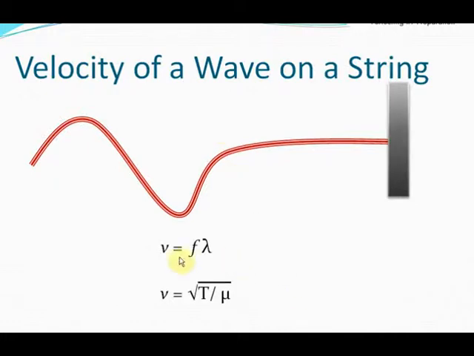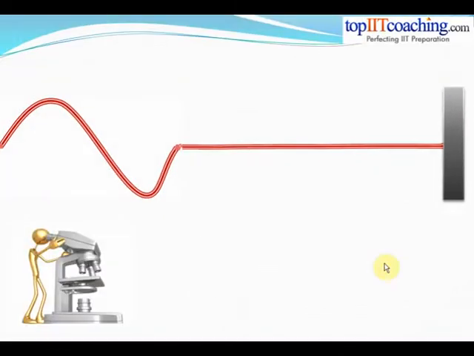But where does this formula come from? V equal to root T divided by mu. Can we derive this ourselves? Let's try. So let's calculate the velocity of a transverse wave in a string. But we'll do it in a slightly weird way.